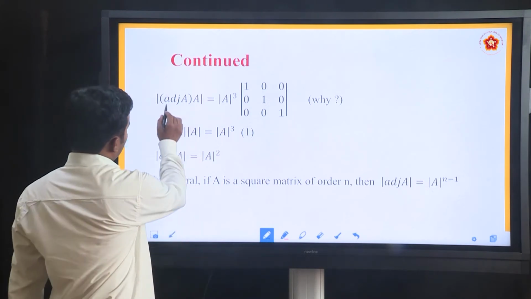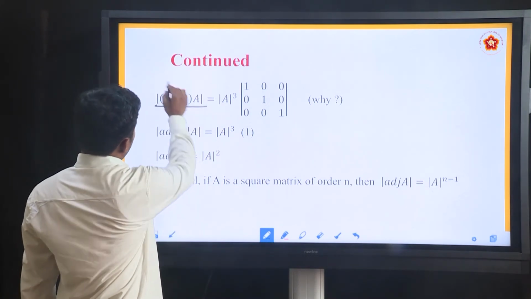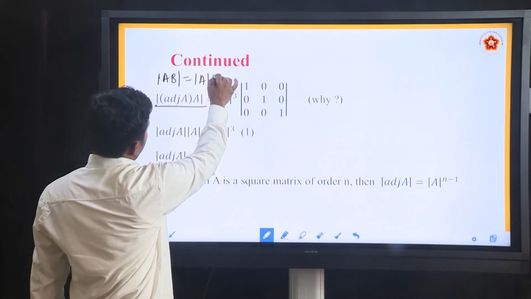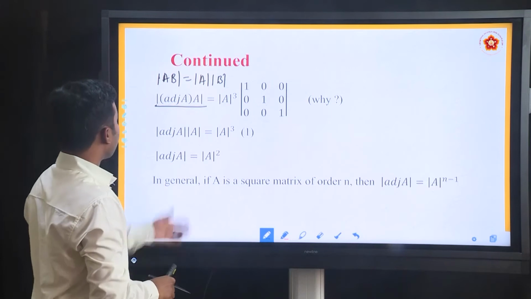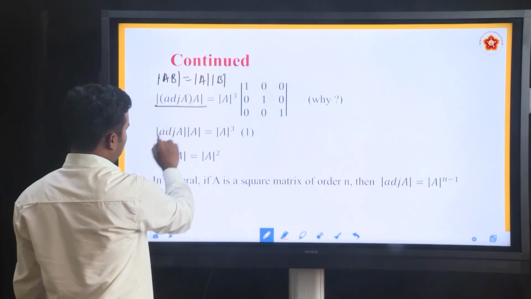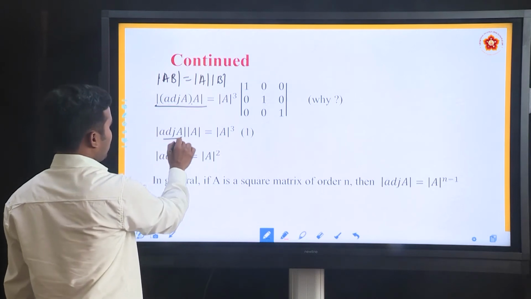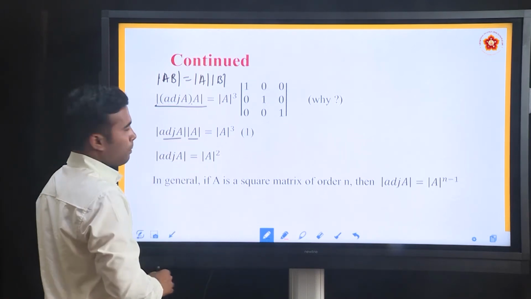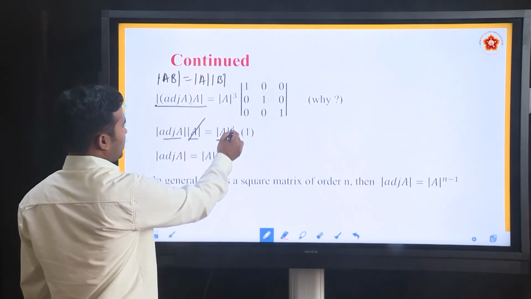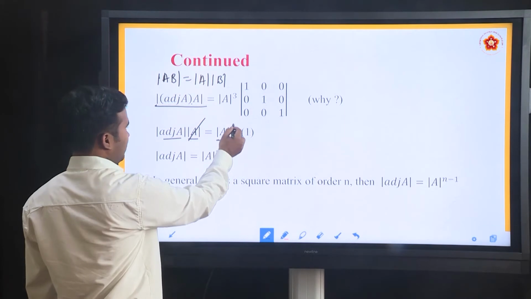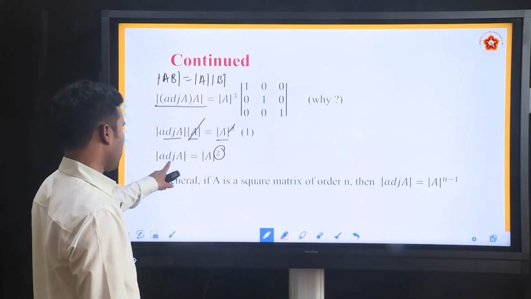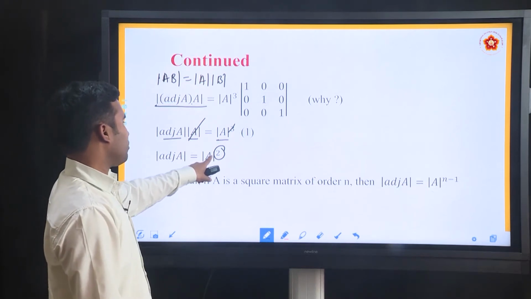Here we can write from theorem 2. You know that determinant of AB is equal to determinant of A into determinant of B. In the same way, determinant of adjoint A into A can be written as determinant of adjoint A into determinant of A, which is equal to determinant of A cube into 1. So determinant of A cancels, and we are left with determinant of A squared. Then determinant of adjoint of A is equal to determinant A squared.